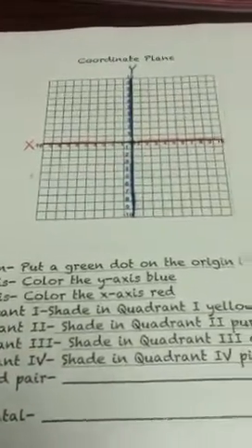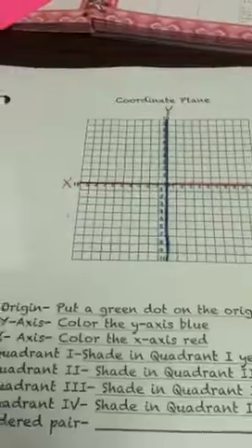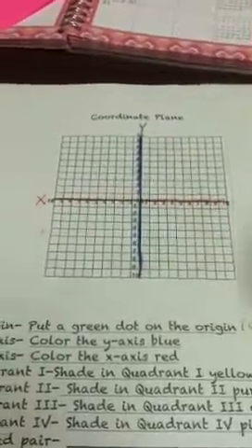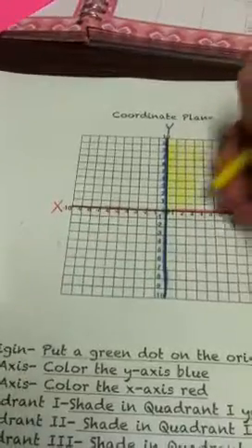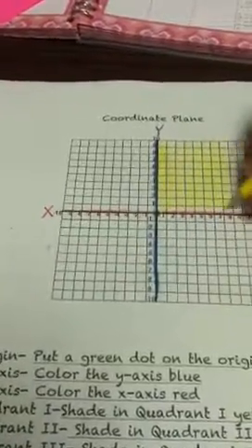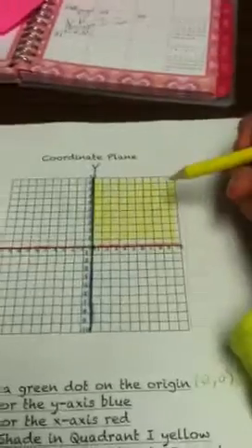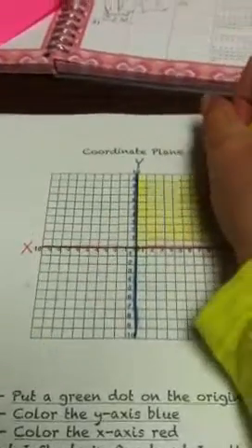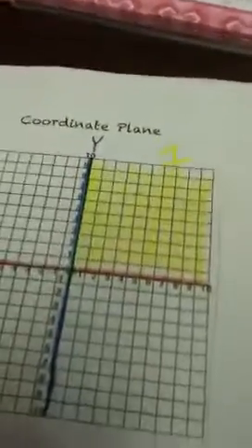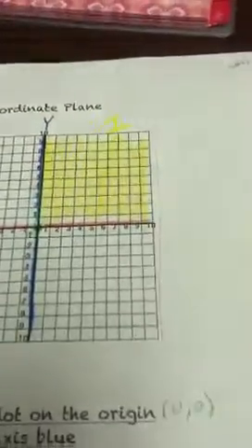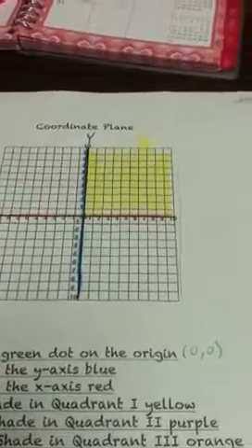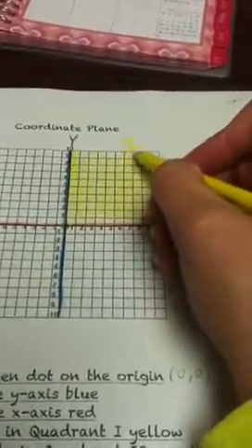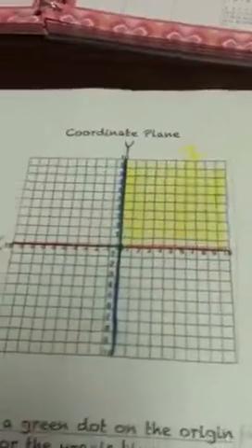Next, it says to shade in quadrant 1 yellow. Now, quadrant 1 is this area right here. We're going to go ahead and color this entire area yellow. This is our first quadrant. Now, when it comes to quadrants, they like to write in what's called Roman numerals. This right here means 1. It looks like an uppercase I. That is our first quadrant.